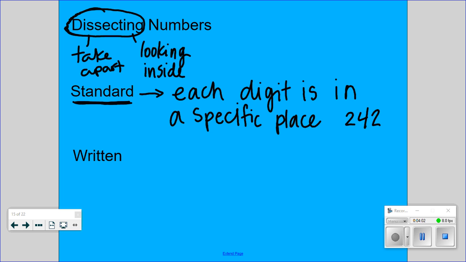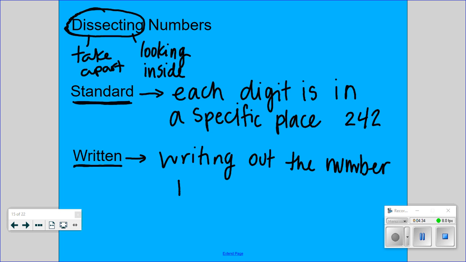There's another form that we use. We don't use it very often, but it's called written form. Go ahead and write that down. Written form is exactly what it sounds like. You are writing out the number in words. So if you see a number in written form, that just means that number is written using words. Again, the number 242 in written form would look like this: two hundred forty-two, the actual words.